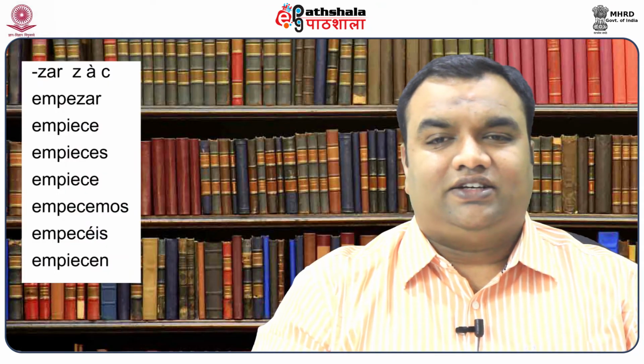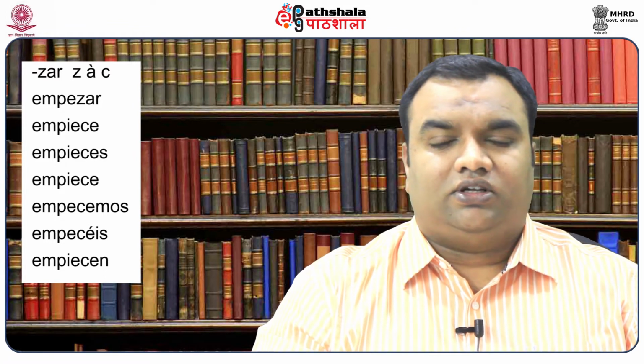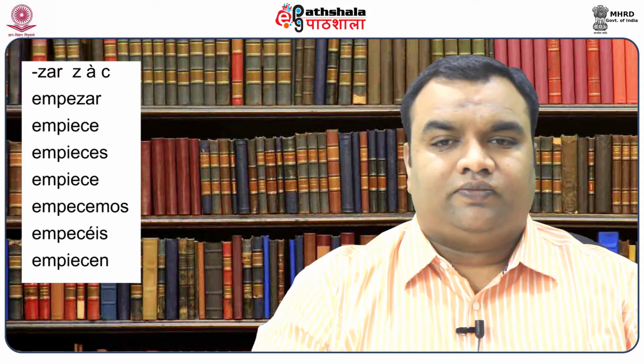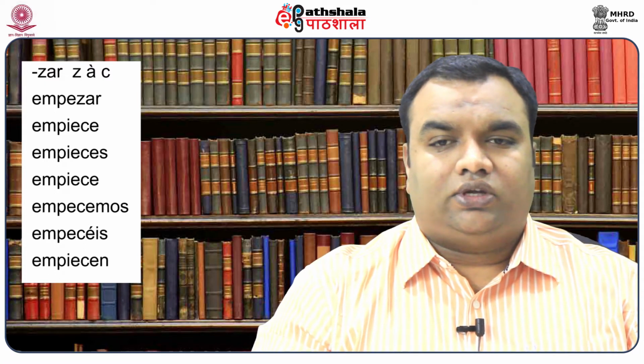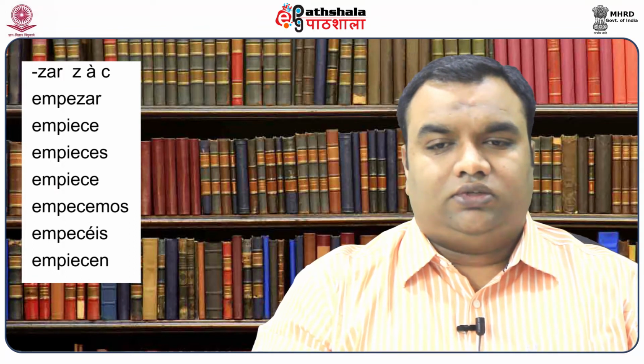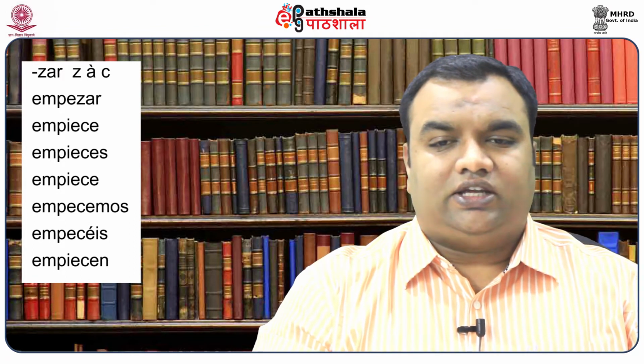Now we'll see the verbs that end in zar, where the Z changes into C. We take the example of the verb empezar. The conjugations are yo empiece, tú empieces, él, ella, usted empiece, nosotros empecemos, vosotros empecéis, ellos, ellas, ustedes empiecen.